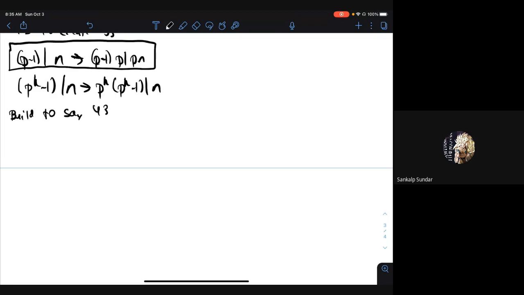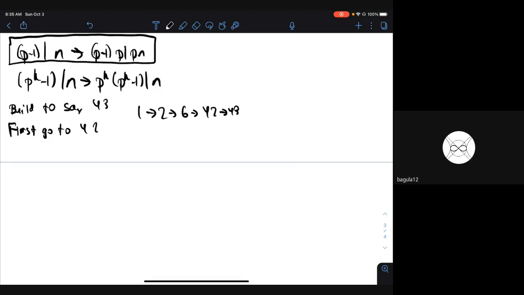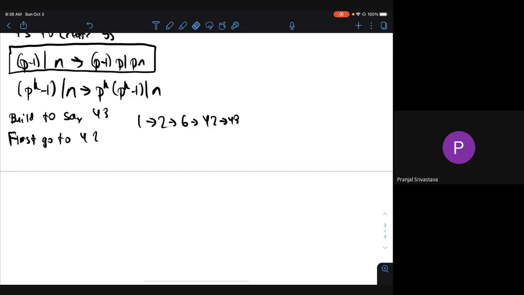First build to 42. Yeah, okay, good. So you can go 1, 2, 6, 42, 43. Yeah, that's good. So 0 divides 42 is 0 plus 1 times 42. I think also the last number should be 43 times 42, right? Right, yeah.